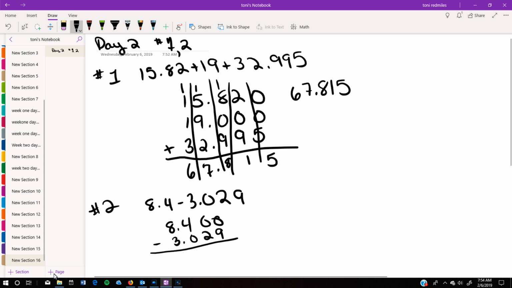So I can't take 9 from 0, can't borrow anything from 0. I'm going to go all the way to the 4 and make it a 3, which makes this a 10, but I need to borrow 1 for the next place value, so I'm going to borrow 1 from that and make this one a 10. So 10 minus 9 is 1. 2 take away from the 9 is going to give me 7. 0 from 3 is 3, and 3 from 8 is 5. So it's going to be a positive answer. It's going to be 5.31.